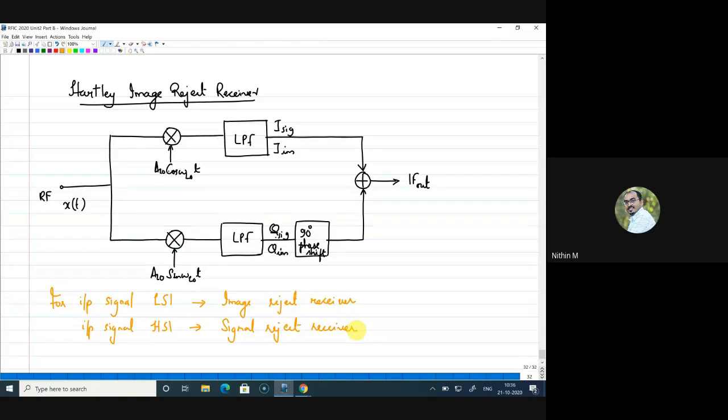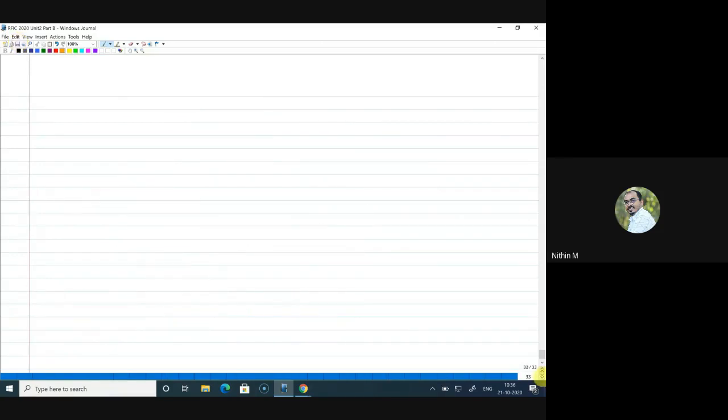All right. So this is what we call the Hartley image reject receiver, and we have to perform a mathematical analysis also. So let me just write that and finish. After that, I can open for discussion if you have any doubts.